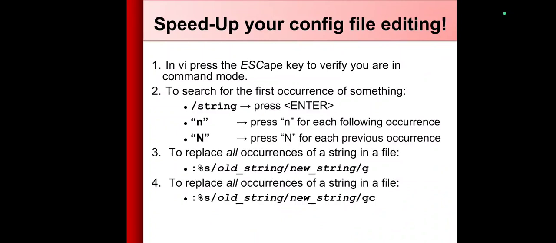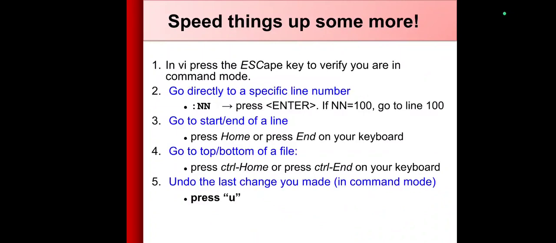In VI, press the escape key to verify you are in command mode. To search for the first occurrence of a string, press / then the string, and press Enter. Press N for each following occurrence. Press capital N for each previous occurrence. To replace all occurrences of a string in a file.